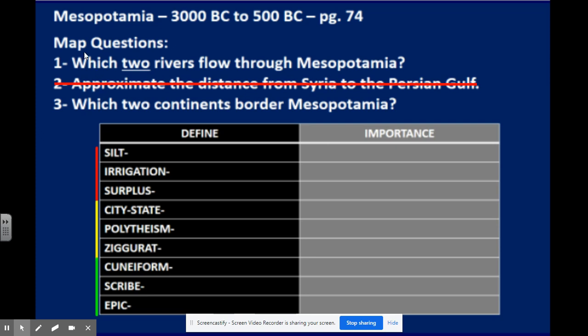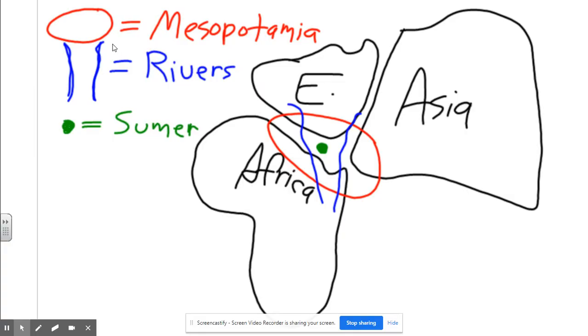But the two big questions we're going to try to answer are which two rivers flow through Mesopotamia and which two continents border Mesopotamia. We just want to know which two continents border Mesopotamia. And in fact, it really could be 3. So what I'm going to do real quick with this map I'm about to show you is we're going to try to recreate this thing.